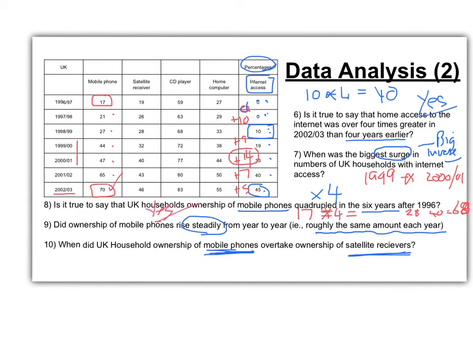Now, did ownership of mobile phones rise steadily from year to year? So again, we're looking at the change. Well, that's +4, so we go back to mobile phones. That's +4 to there. That's +6. That's a plus 4, 7, 17. That's +3.